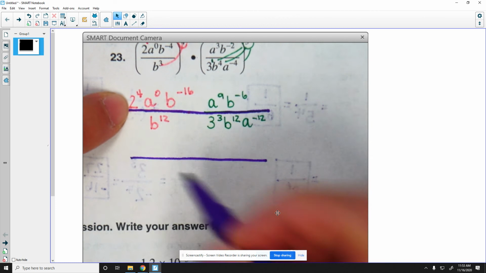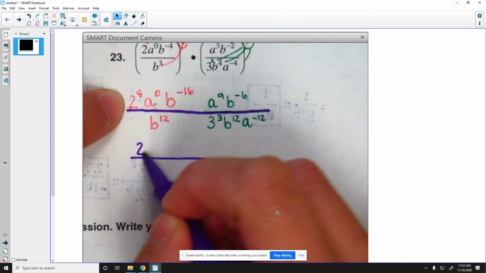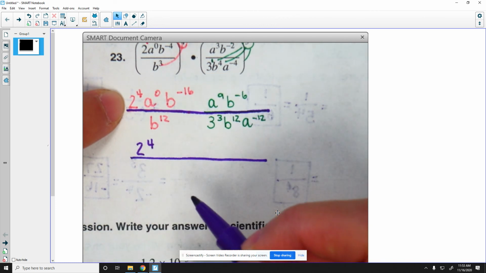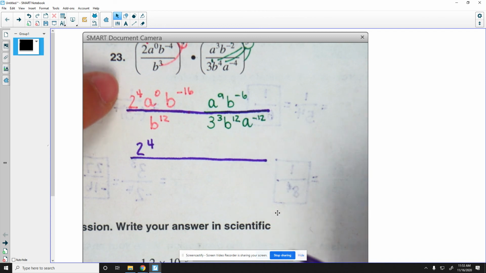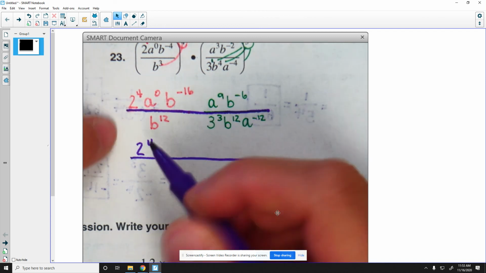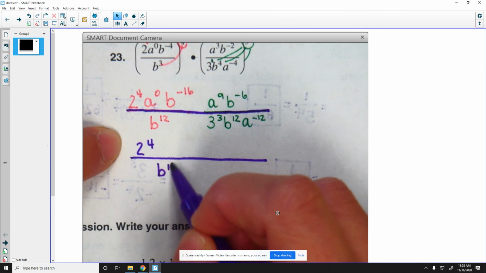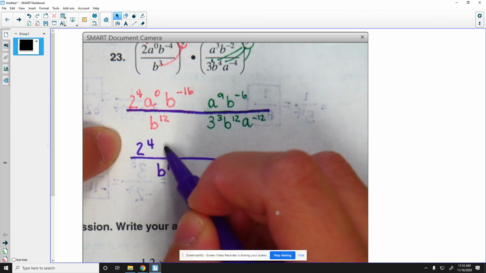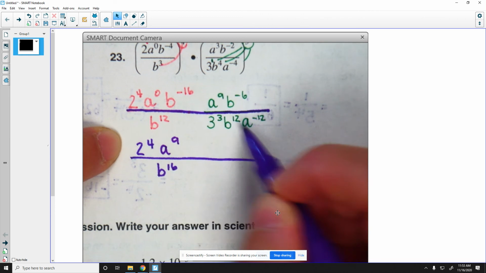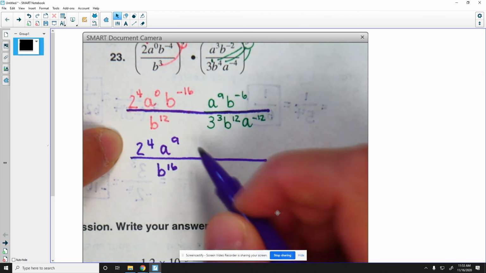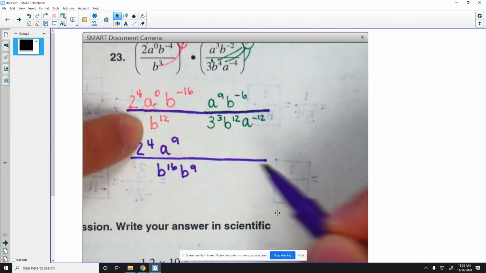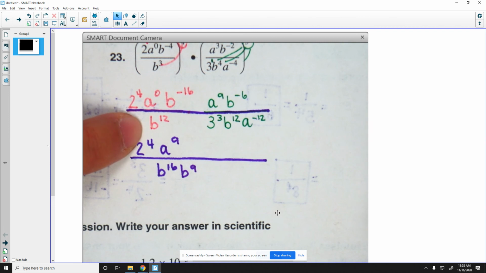2 to the 4th, stay or flip? Stay. A to the 0, stay or, I guess, what does it turn into? Disappears, right? Because it's 1, so it disappears. B to the negative 16, stay or flip? Flip. A to the 9th, stay or flip? Stay. B to the negative 6, stay or flip? Flip.